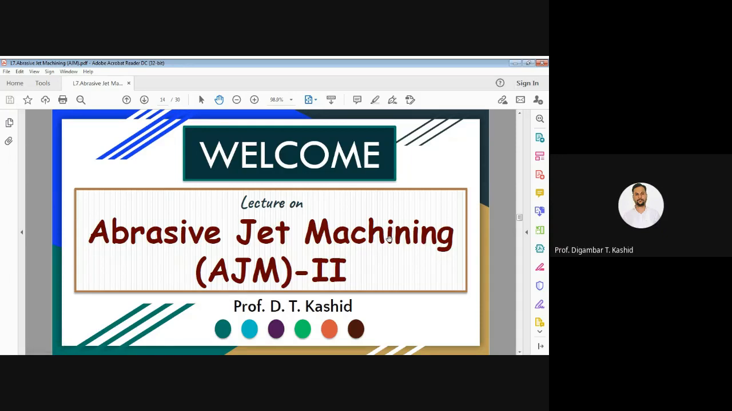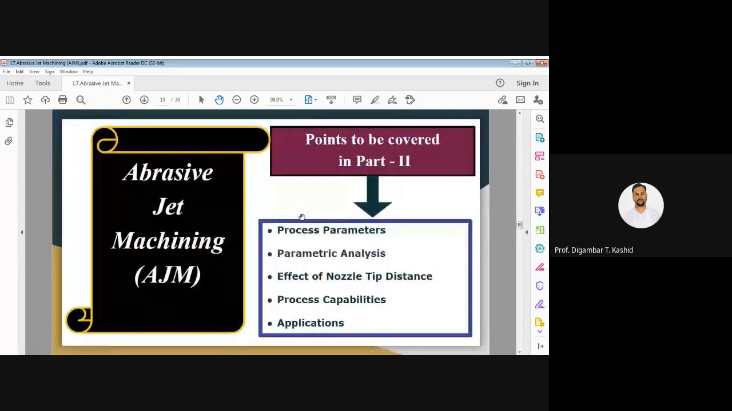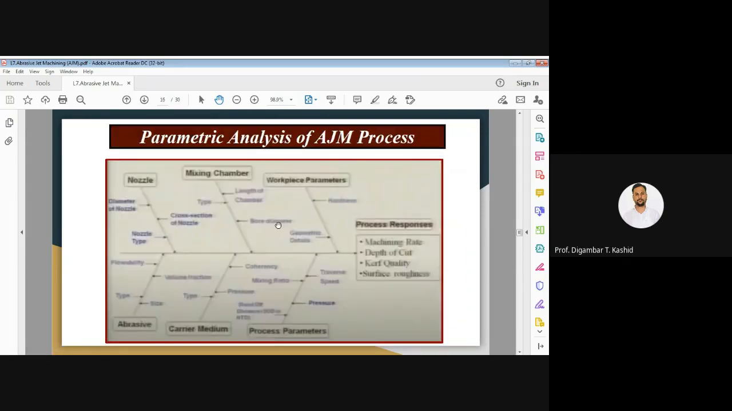Today we are going to see the effect of different process parameters on the material removal rate. Yesterday we were discussing the parametric analysis, or we can call these different process parameters. So today we are going to see how these process parameters affect the performance of the abrasive jet machining process. Yesterday we discussed this parametric analysis.